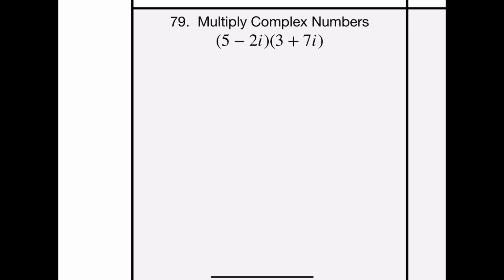Problem number 79 is multiplying complex numbers. It says 5 minus 2i times 3 plus 7i. So first we have to remember the definition from a couple problems ago that i squared equals negative 1. Since these are two binomials, we're going to use FOIL, first, outer, inner, last.